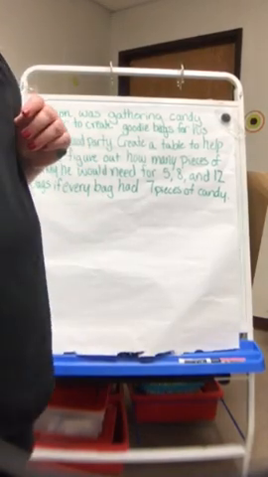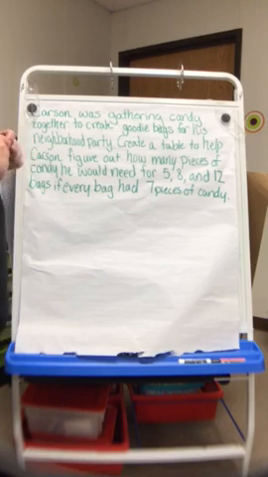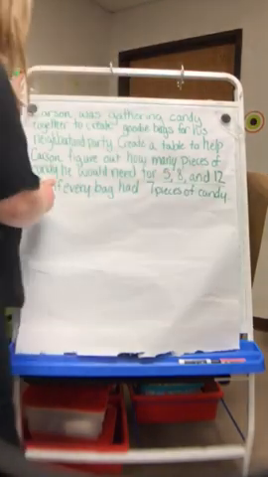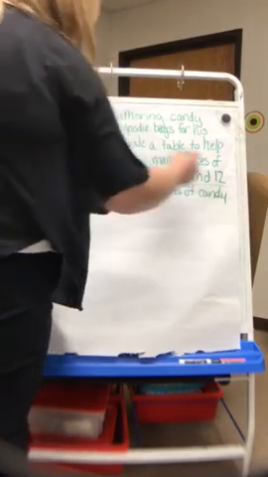Okay, this is for take 3.5e. Our question today is: Carson was gathering candy together to create goodie bags for his neighborhood party. Create a table to help Carson figure out how many pieces of candy he would need for 5, 8, and 12 bags if every bag had 7 pieces of candy.